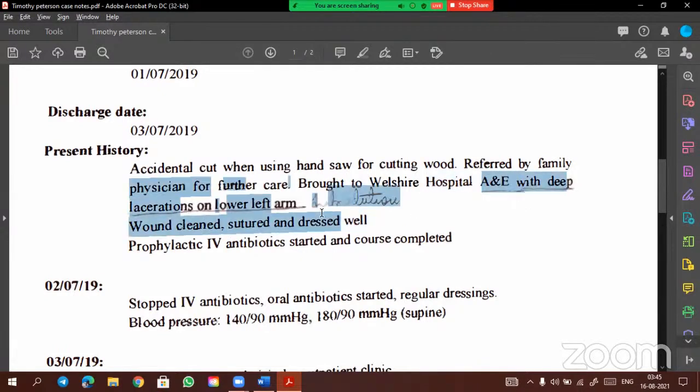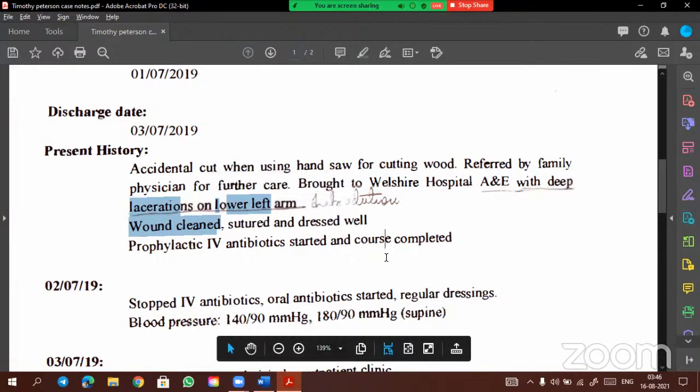Here the is not there. With deep lacerations. Okay. Where is the here? Okay. Now let us consider Cambridge Dictionary.